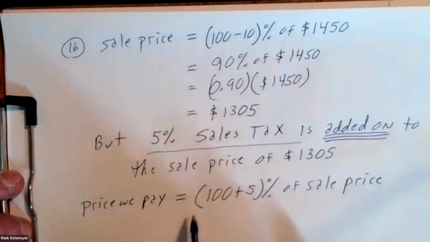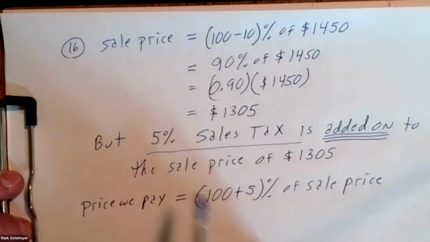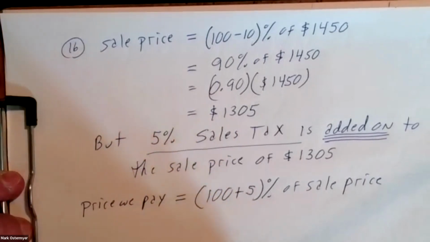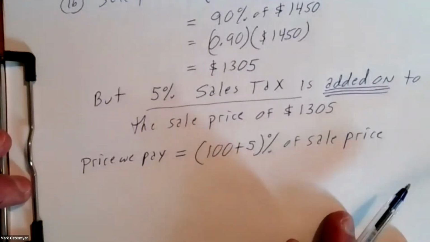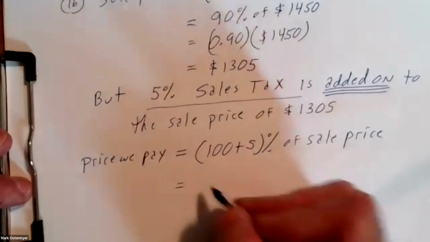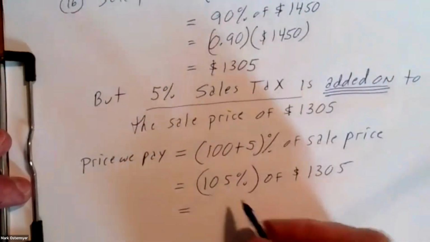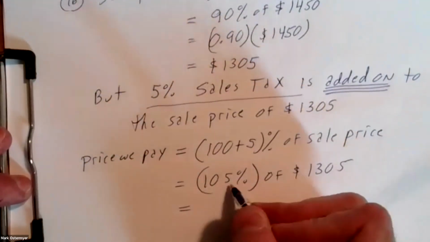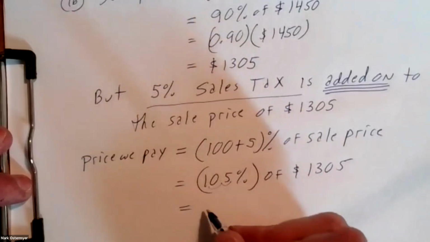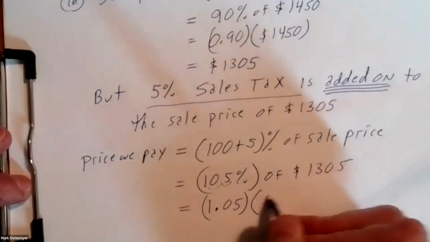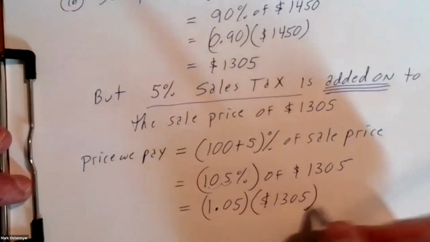Because in going from the sale price to paying at the register, ladies and gentlemen, we've experienced a 5% increase in the price due to sales tax. So therefore, the price we pay at the register is going to be 105% of the sale price. And the sale price is $1,305. So how do you take 105% of 1305? Change the percent to a decimal, shift the decimal point 2 places to the left, drop the percent symbol, and then we multiply. What's 1.05 times 1305? Because that's the amount of money we're going to be paying at the register.